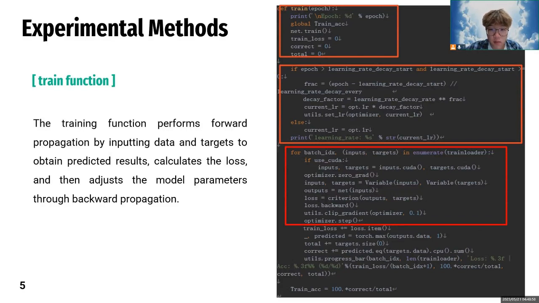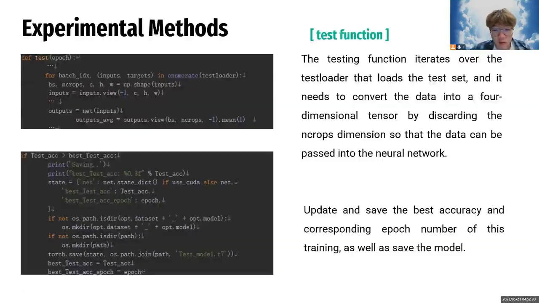We use a progress bar to display the current training progress and print the average loss rate and accuracy, the number of correctly predicted pictures and the total number of the dataset for this cycle. The accuracy of this cycle is saved in the train_acc variable.